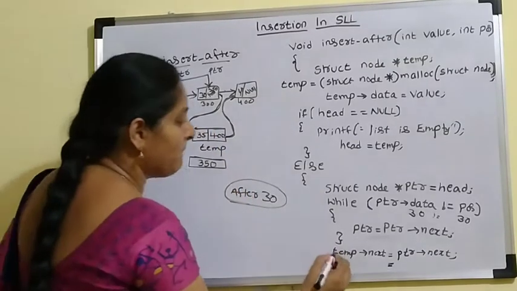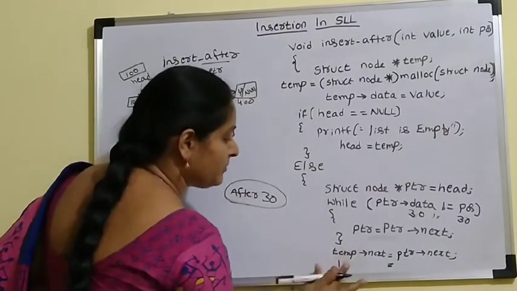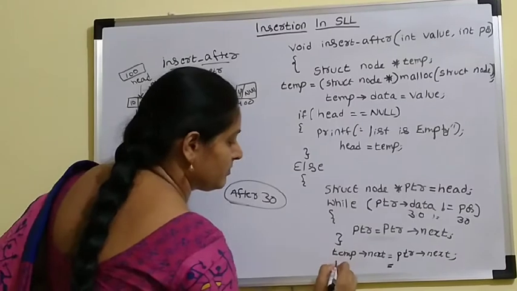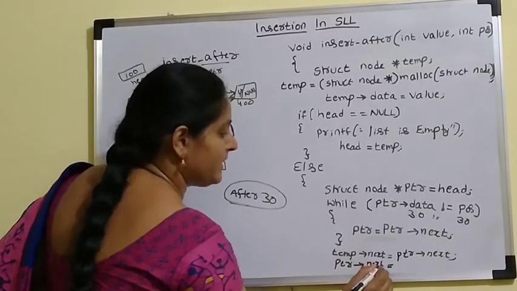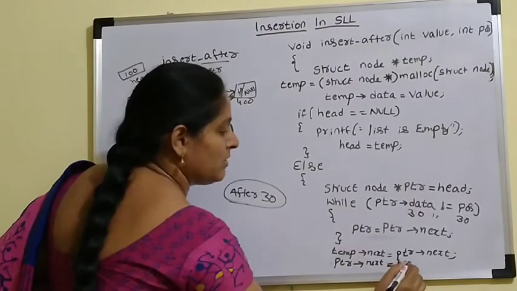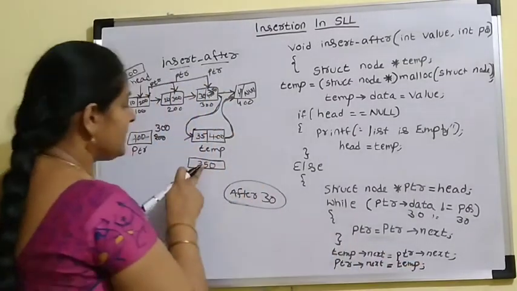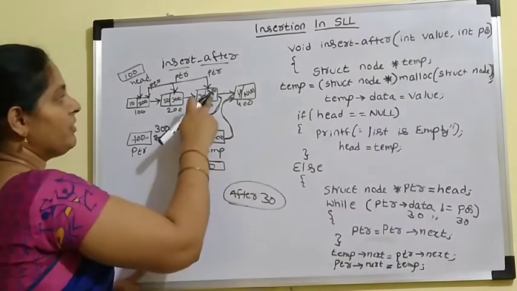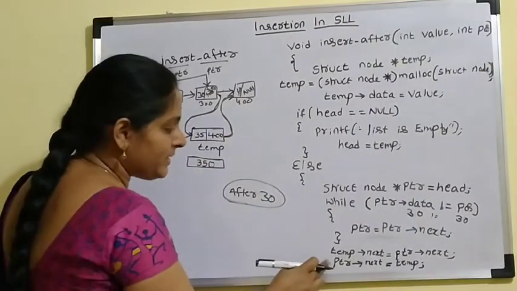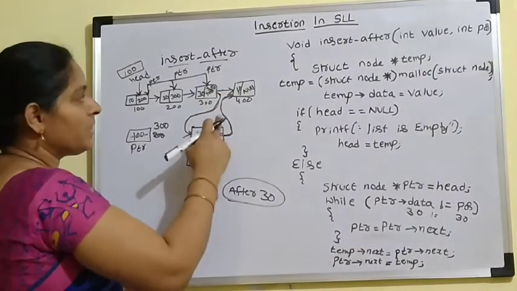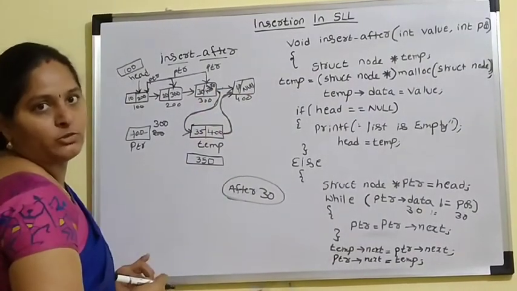this node name is PTR next. So in PTR next, we need to place the address of the temp node. What is the address of temp? 350. This 350 we are placing in the PTR next. So these are the two statements to connect these two nodes with the temp node.